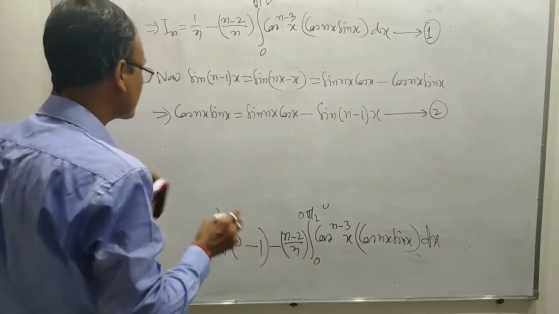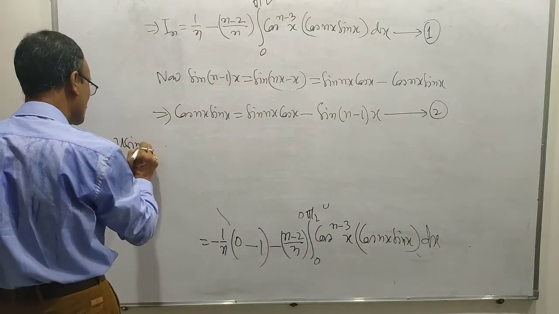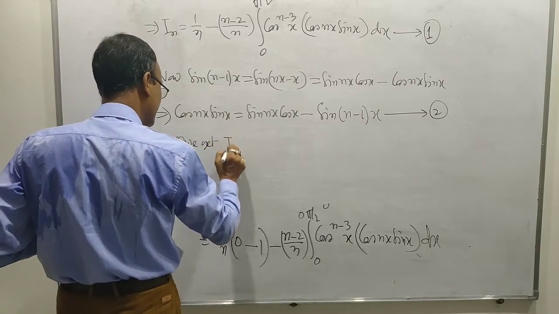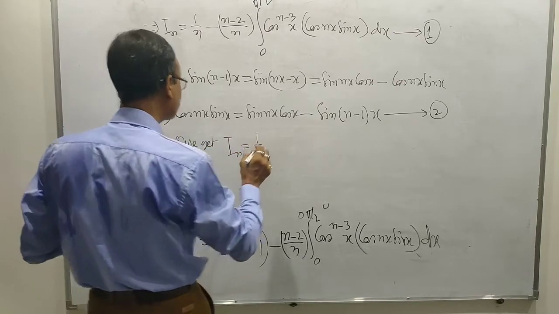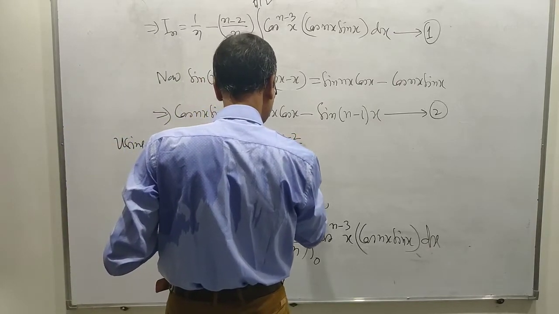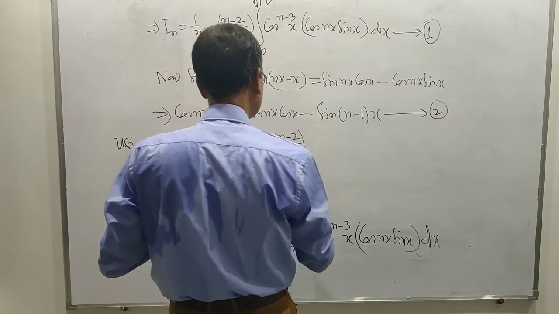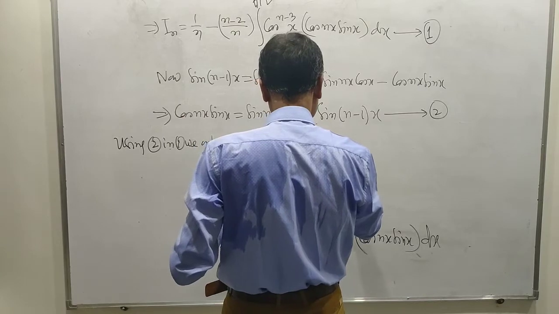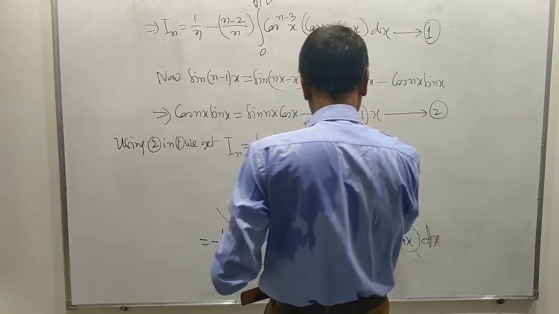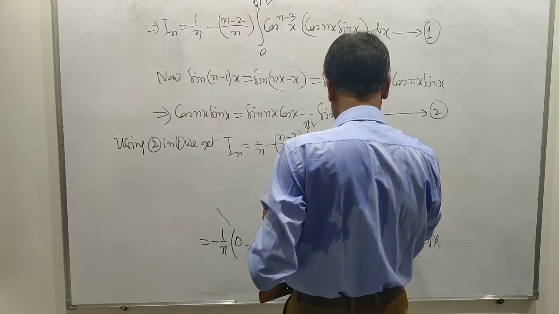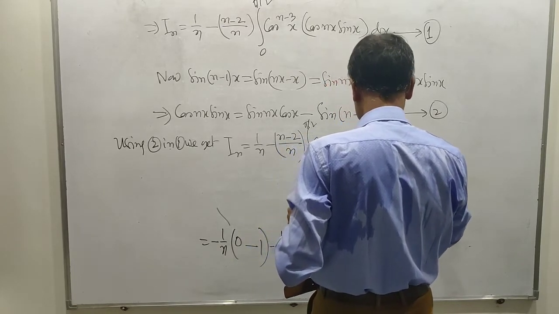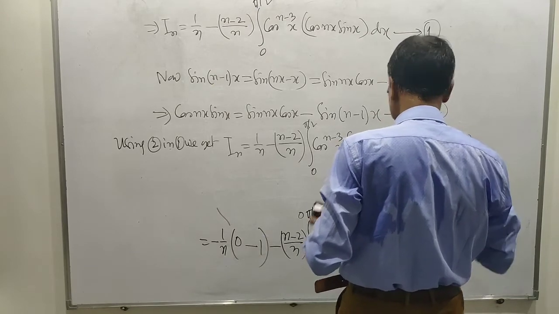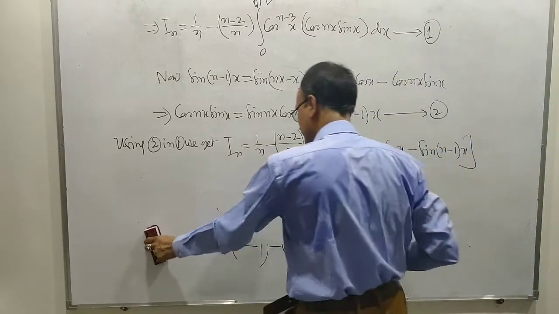Applying 2 in 1, or using 2 in 1, we get I n equal to 1 by n minus n minus 2 by n, integration 0 to pi by 2, cos to the power n minus 3x. This will be equal to sin nx cos x minus sin n minus 1 x. This will be equal to this.